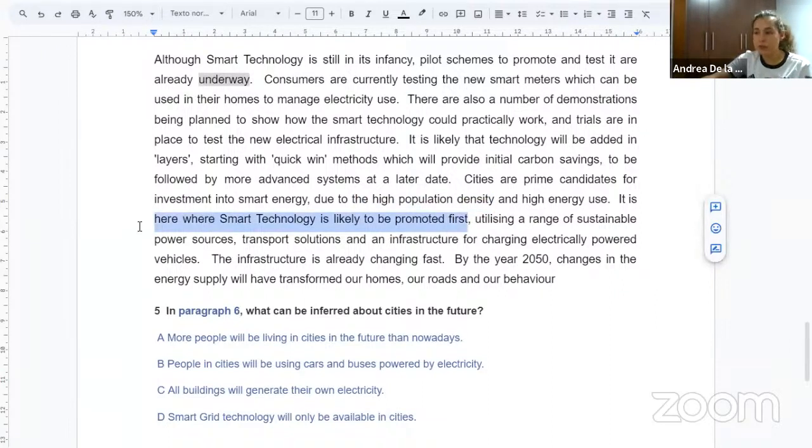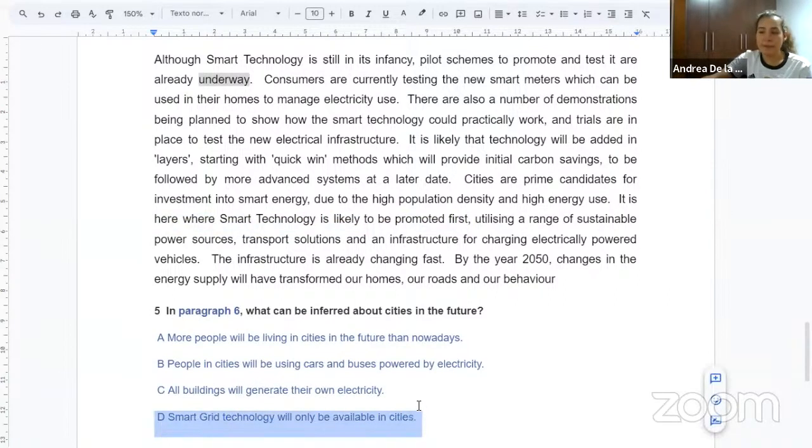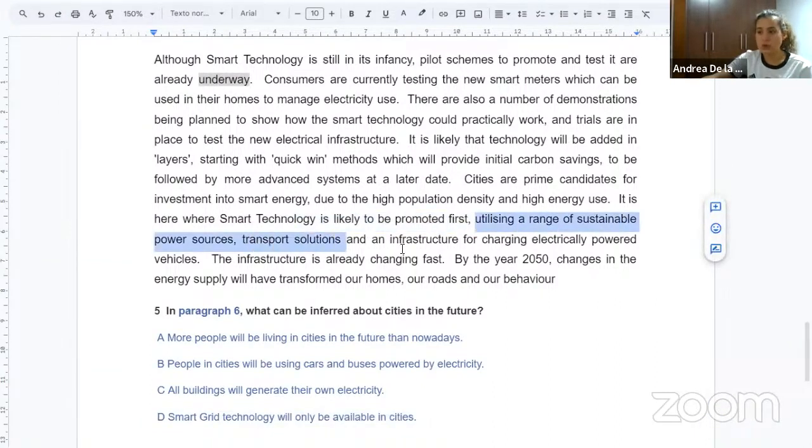It says it is here where smart technology is likely to be promoted first. That can actually mean that there are going to be other places where smart technology will be, after cities. So there's no reason for us to believe that smart technology will only be available in cities either. It's not D. And then it says utilizing a range of sustainable power sources, transport solutions, and an infrastructure for charging electrically powered vehicles. And great, exactly. This is what you were saying, right?